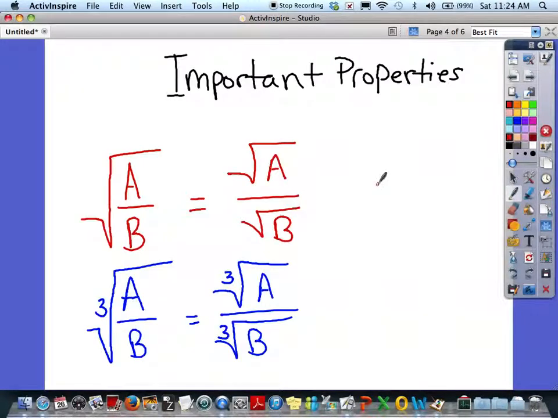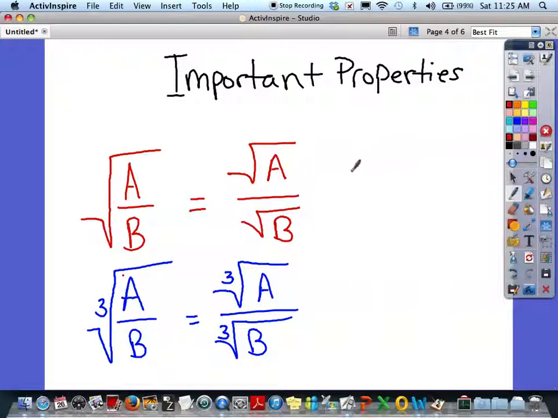Now we have to move into something that I think might be a little harder, but not too much. And this is just a property that if you have the square root of a fraction, or the cube root of a fraction, or really any root of any fraction, you can split it up into the root of the numerator over the root of the denominator. So let's see what that actually looks like with real numbers.